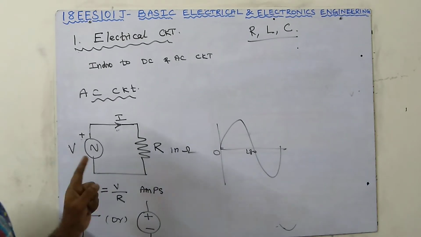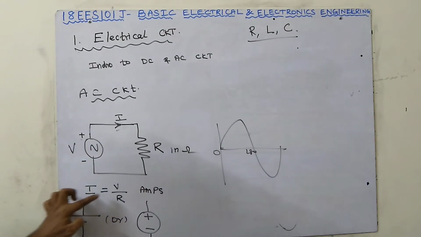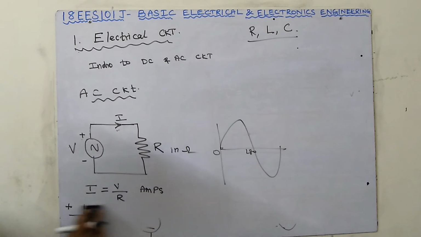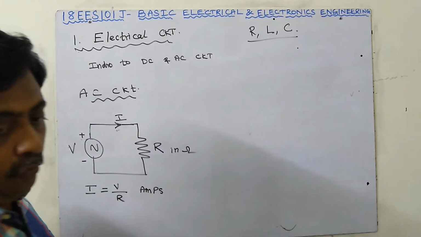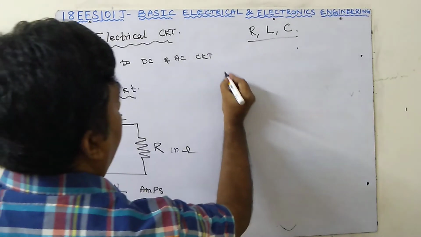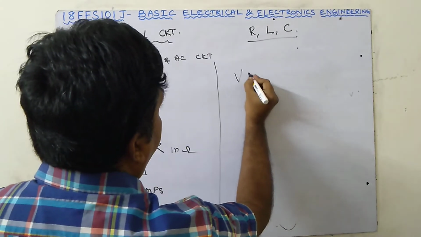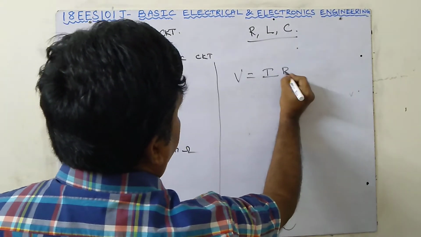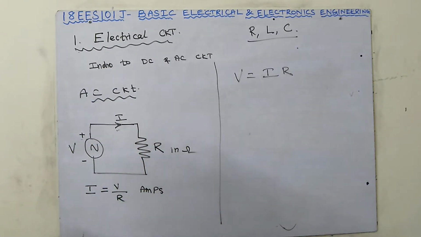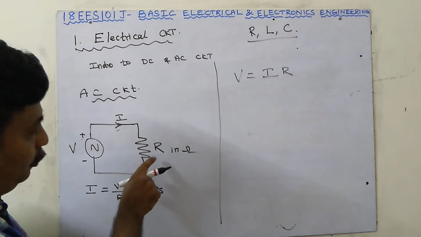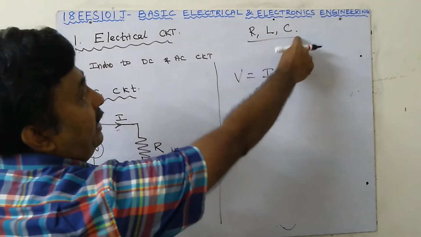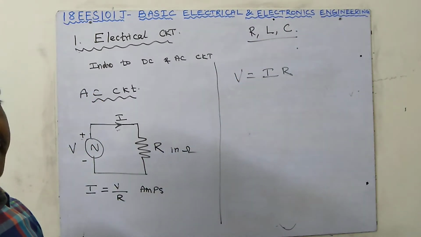Okay, when the current flows through this thing, I equal to V by R. So what is the value of voltage? V equal to I into R. Same thing, Ohm's law. But the thing is that in AC we can use resistor, inductor and capacitor. All these three things we can use.